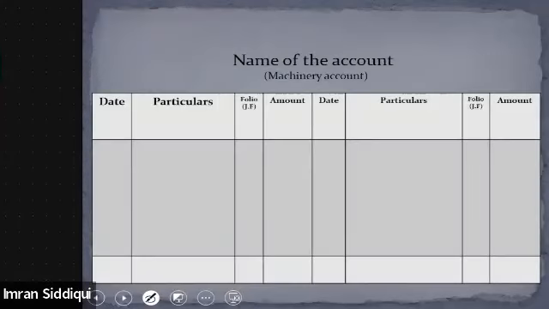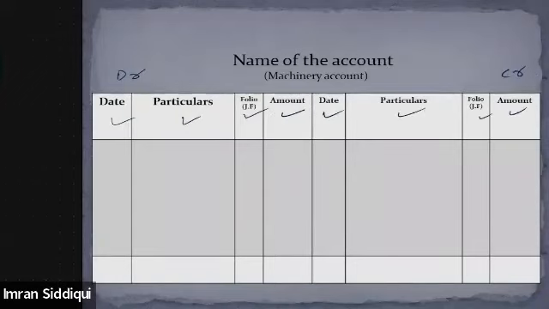Moving on, this is the format of the account. You can say this is the format of the machinery account. This is how we prepare an account. Every account has two sides. This is the debit side of the account, and this is called the credit side. The debit side has four columns, including journal folio: date, particulars, journal folio, and amount. And on the credit side, we have date, particulars, journal folio, and amount.